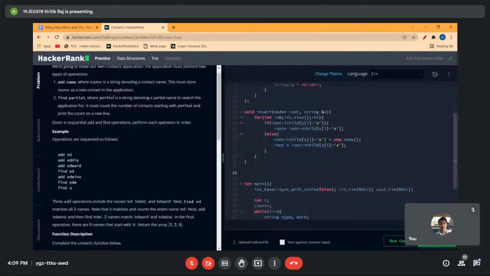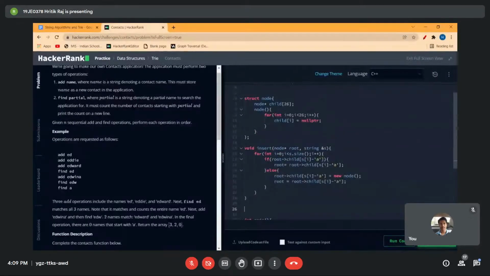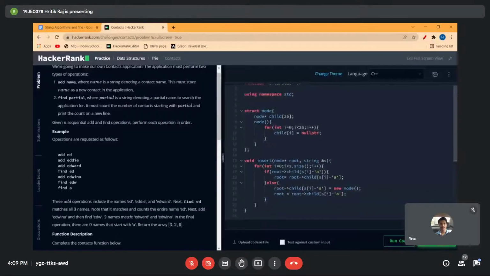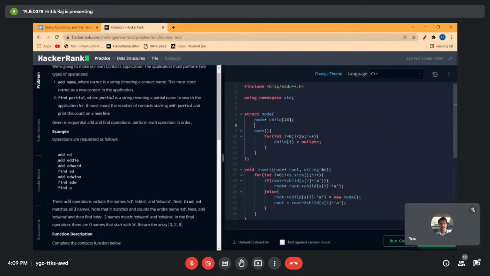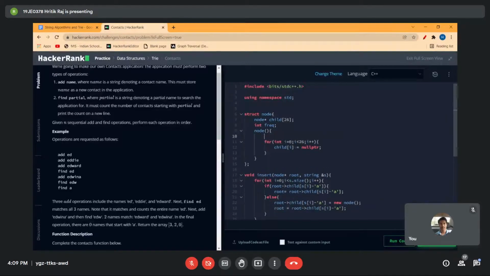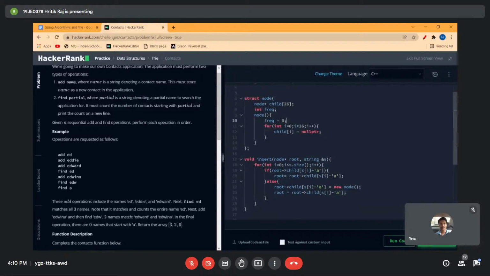Now, one more piece of information we require is how many times it is present. For that, we can keep another variable here, int frequency, and we will initialize it initially with 0. This will represent how many times this node occurs in the database, that is, how many times the prefix of this string is present in the database.